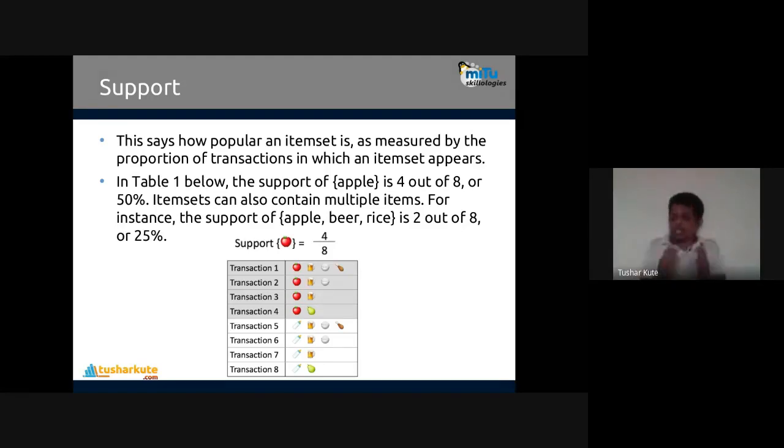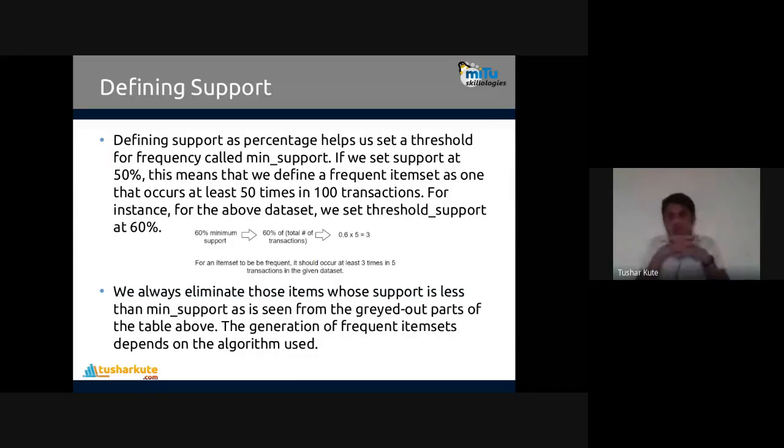Remember, that's what popularity is: the frequency of the given item or item set in a set of transactions. It's called support, which is shown over here. See, this is how we define the support. Defining support as a percentage helps us set a threshold for frequency called minimum support. This minimum support should be present, and only then will you take the item set into consideration.